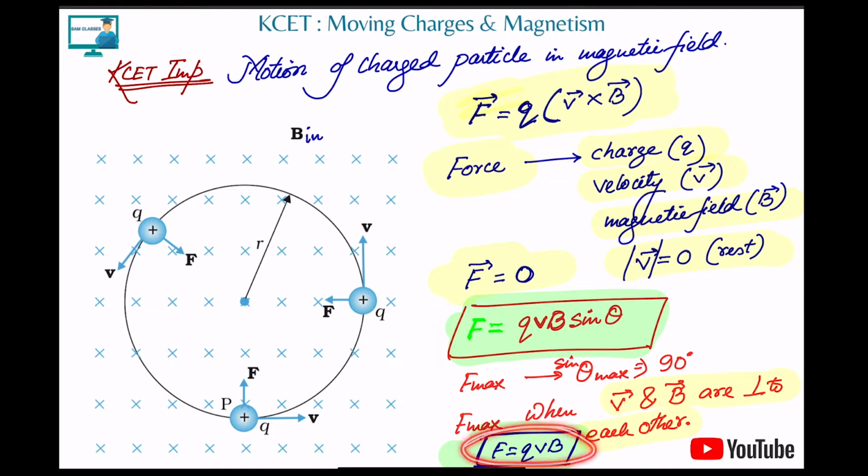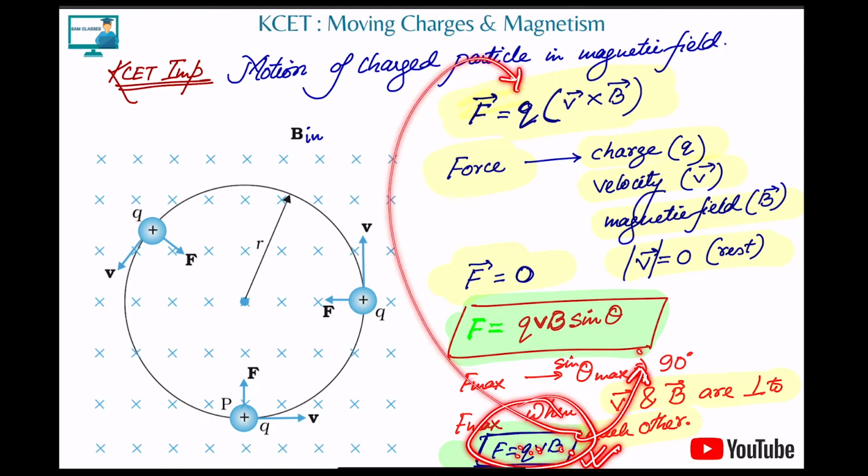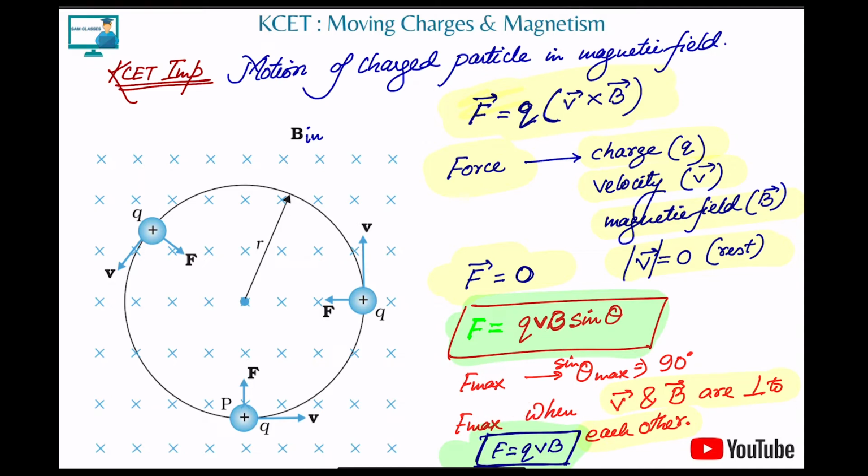So when velocity and magnetic field are perpendicular to each other, the force experienced by a charged particle is F equal to QVB. Very, very important. The moment you place a charged particle in a magnetic field and it has velocity, the force which acts on it is given by this formula: charge into velocity into magnetic field. If the angle between the velocity and the magnetic field is 90 degrees, then force is QVB. Otherwise, if the angle is other than that, we can use the vector form directly to solve it.